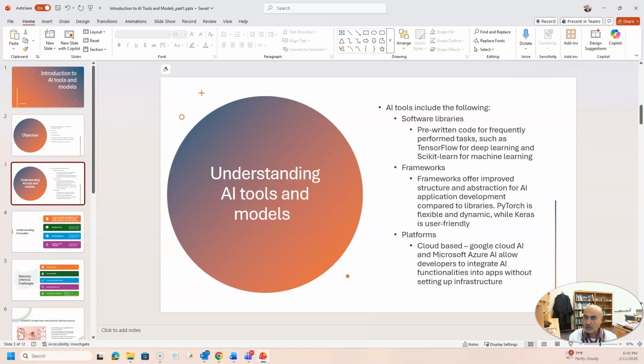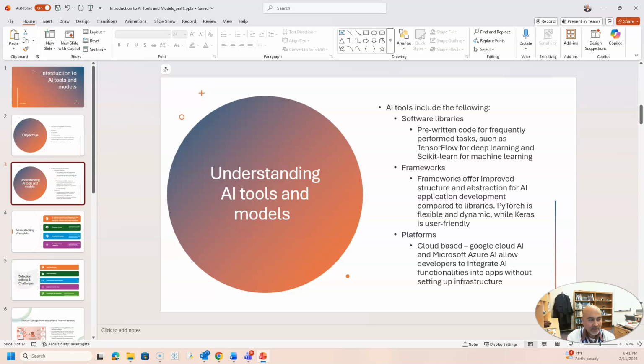So let's talk about some of the software libraries here. So what are software libraries? They are basically pre-written code for frequently performed tasks such as TensorFlow for deep learning and scikit-learn for machine learning. So these are just two of the software that you might hear which are associated with AI. There are others.